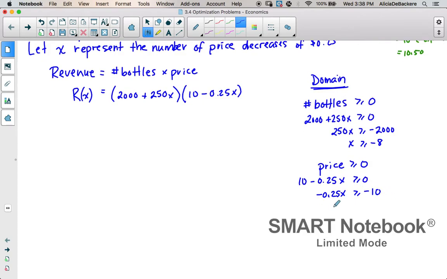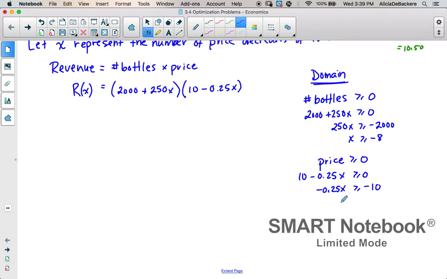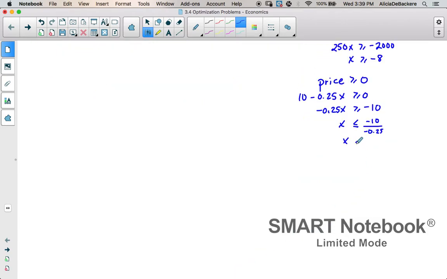And so here I am going to have to divide by a negative coefficient. And when I do that, as soon as I divide out that negative, I'm going to have to flip the sign over. So over here I'll have... and that comes out to 40.